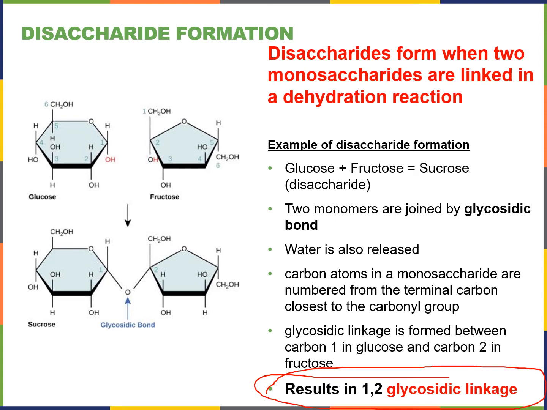I'm going to go ahead and give you a heads up. All four of the classes of macromolecules we're going to be talking about, each one is going to have its own characteristic bond. Glycosidic linkage is the special bond found when water is removed between two sugar monomers that are then joined together.